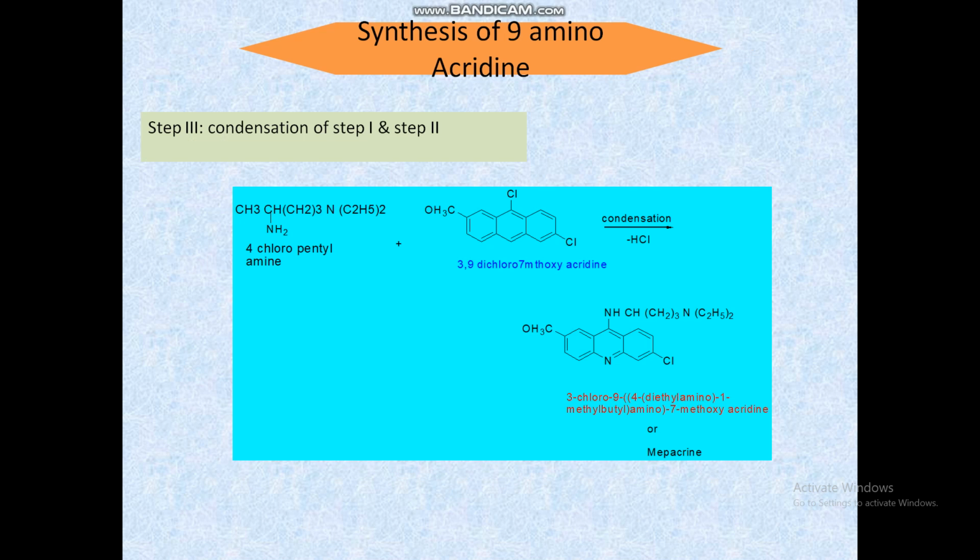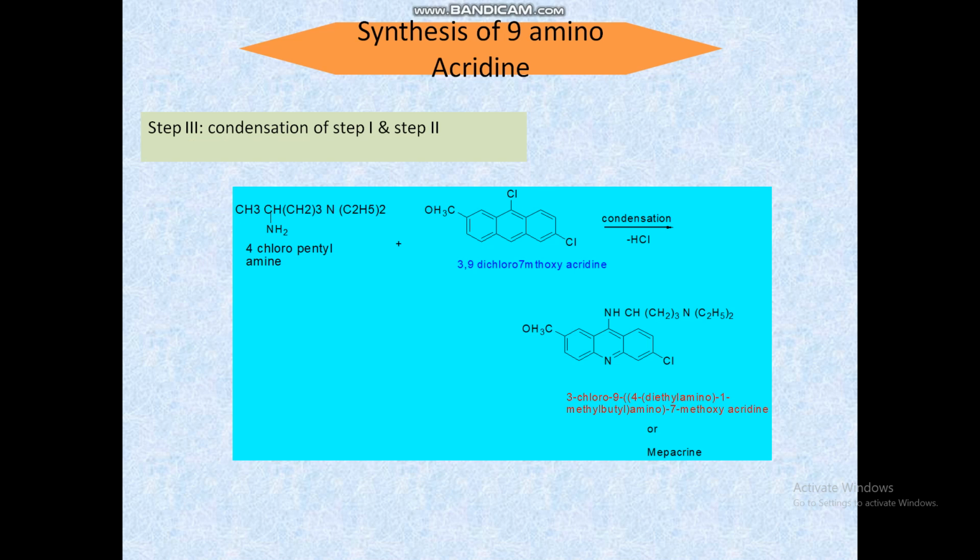So this is step 3, the condensation of step 1 and step 2. 4-chloropentylamine is condensed with 3,9-dichloro-7-methoxyacridine. After elimination of hydrogen chloride, it produces mepacrine, or quinacrine by its common name. The IUPAC name is 3-chloro-9-[(4-diethylamino-1-methylbutyl)amino]-7-methoxyacridine.